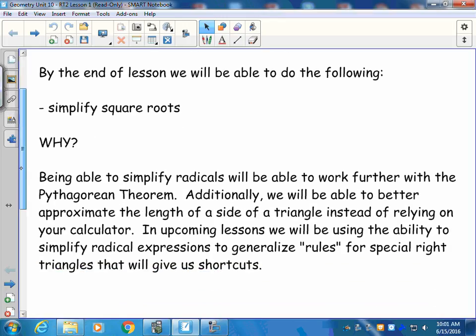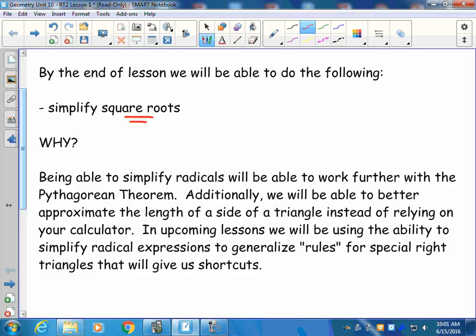Okay, what we're looking at here today is simplifying square roots. And we always want to look at the reason why. Being able to simplify a radical, we'll be able to work further with the Pythagorean theorem, a squared plus b squared equals c squared. Additionally, we'll be able to better approximate the length of a side of a triangle instead of relying on your calculator and a decimal approximation.